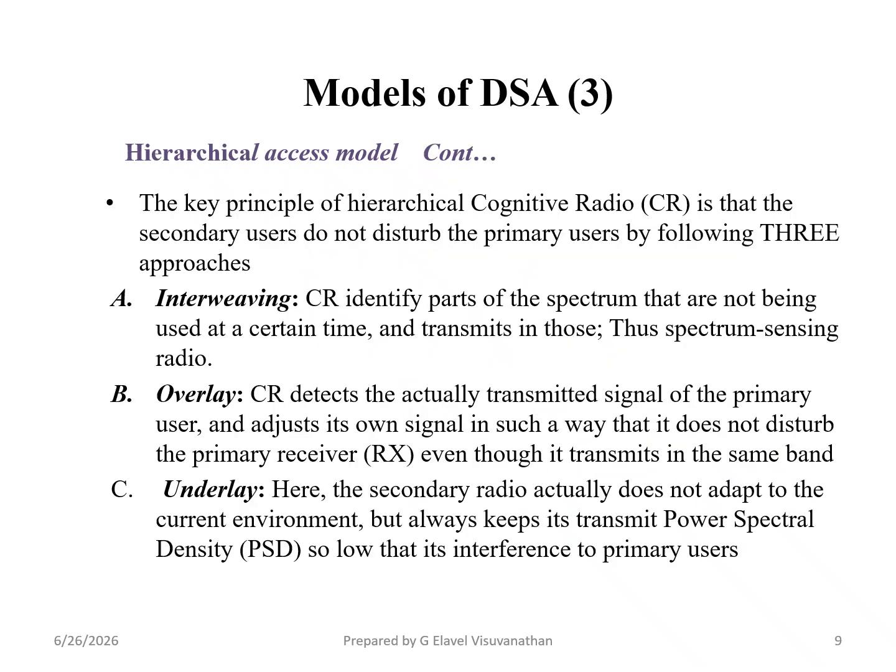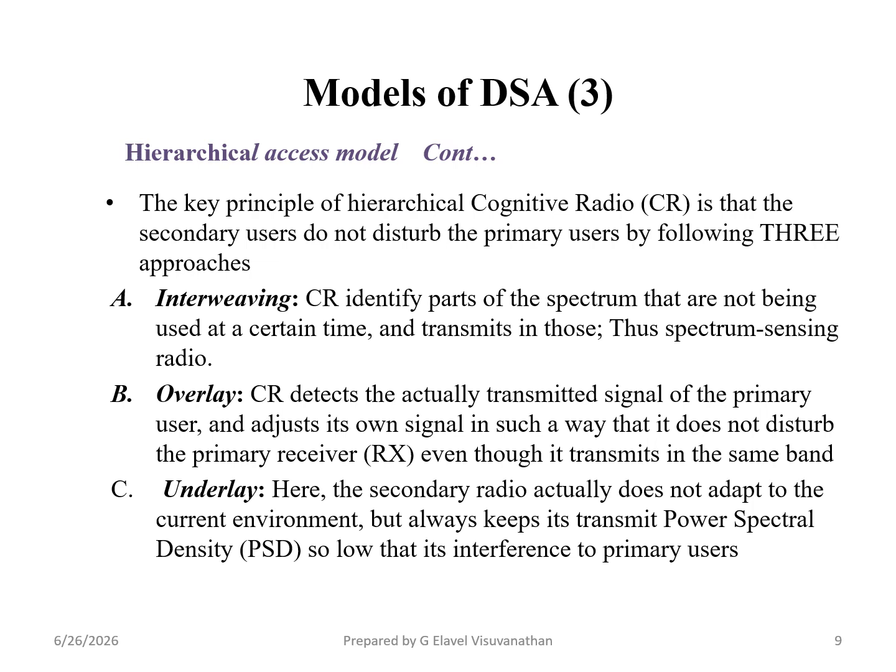The key principle of a hierarchical cognitive radio is that the secondary user does not disturb the primary. We have already discussed that in the last point of the previous slide. How? It is approached in three ways. What are the three ways? Interweaving, overlay, and underlay. With these three approaches, they are not going to disturb the primary user.